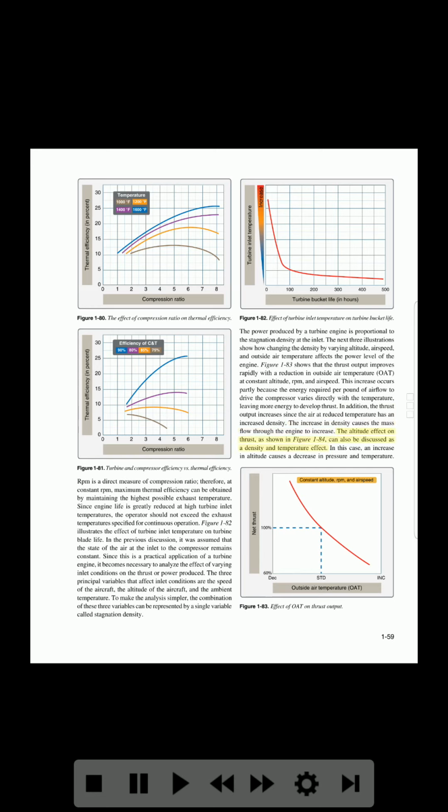The altitude effect on thrust, as shown in Figure 1-84, can also be discussed as a density and temperature effect. In this case, an increase in altitude causes a decrease in pressure and temperature.